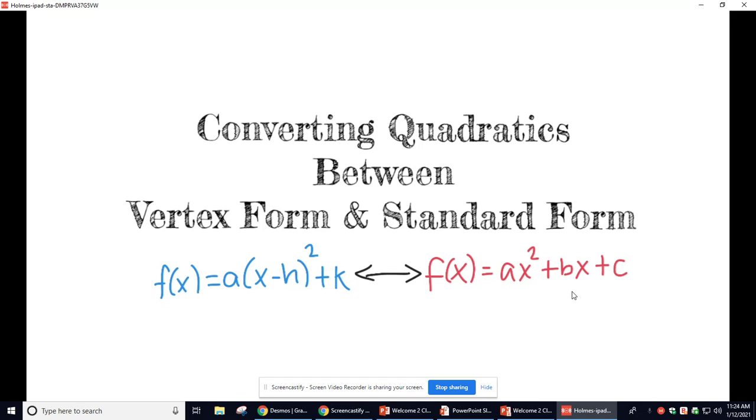Hey guys, today we're going to talk about converting quadratics between vertex form and standard form. Here on the screen you can see vertex form is on the left. This is where we have the parentheses, h and k, squared, and then on the right we have standard form, which is something that we're going to be dealing with a lot in this unit.